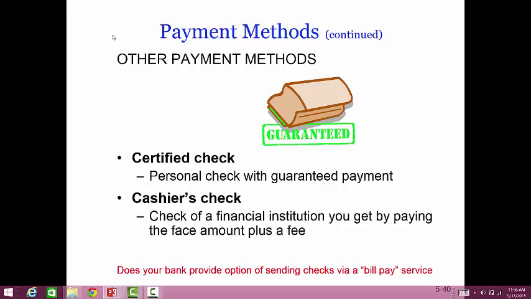Certified check, cashier's check. If you need a check, like I had a transaction recently, dealing with a horse, and it involved a lawyer and all this other stuff, and they wanted a cashier's check. It was $1,000, and the bank charged me $1 or something like that to issue a cashier's check.